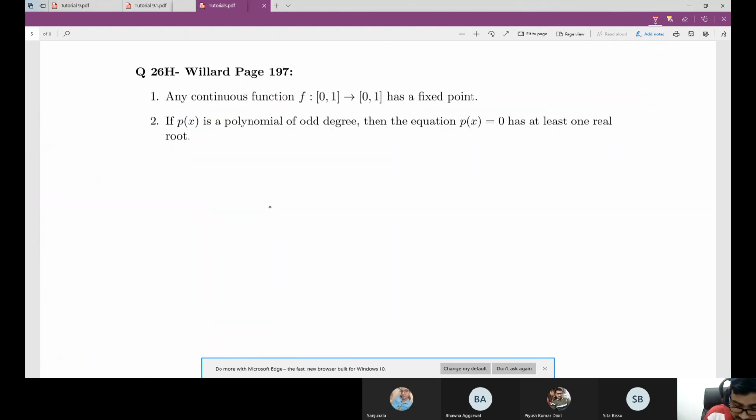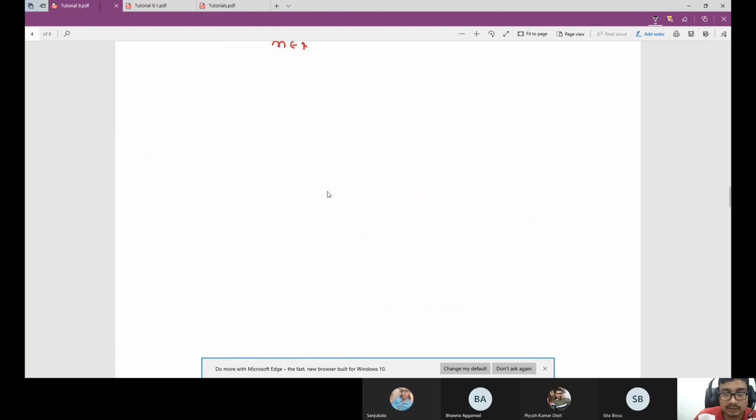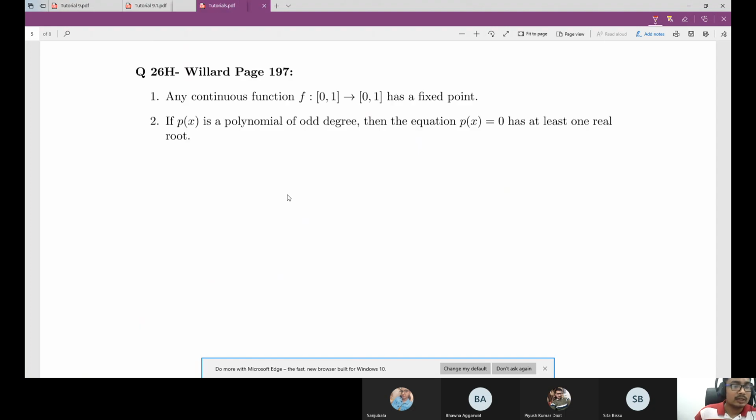Now this is a very easy problem. Every continuous function f from [0,1] to [0,1] has a fixed point.